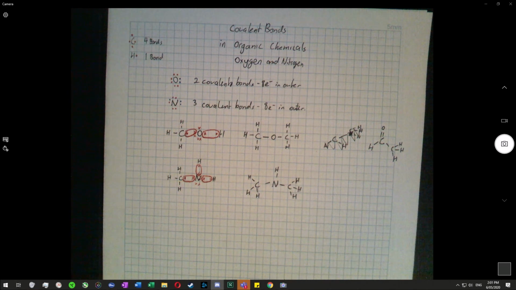But I'll leave that there for now, and we'll get into some more stuff around functional groups and what they look like, and then we'll do a couple of naming activities afterwards. Thanks.